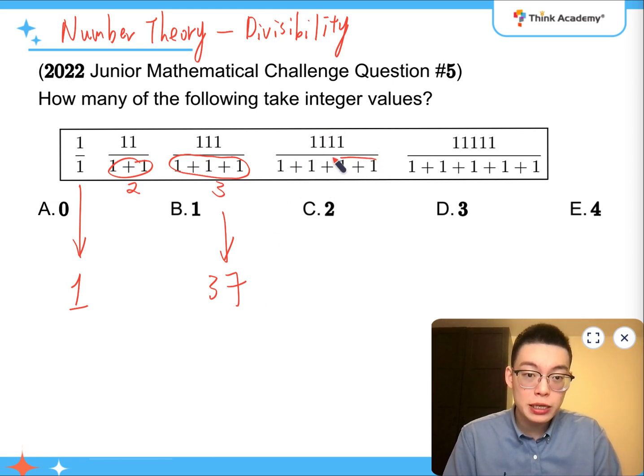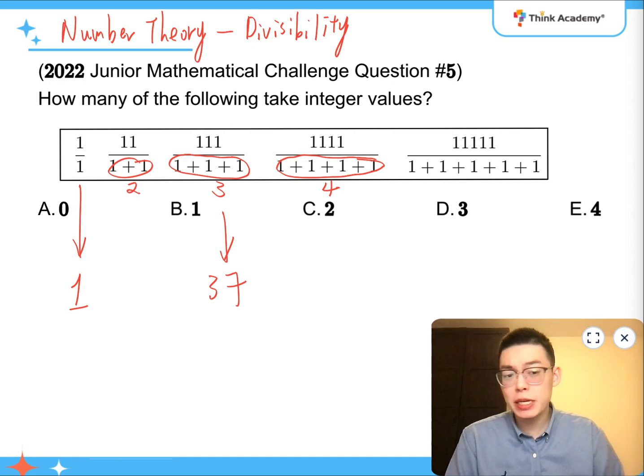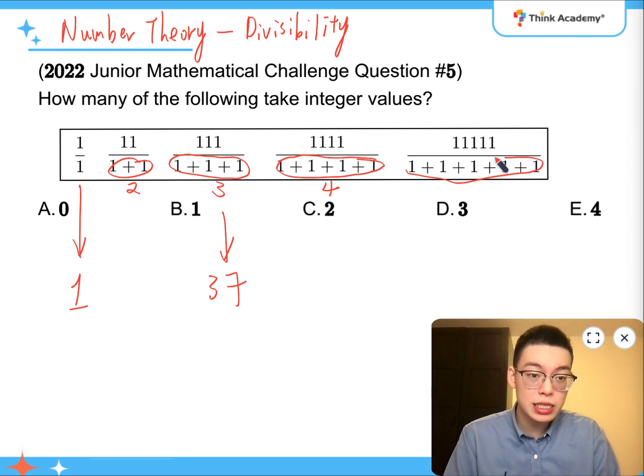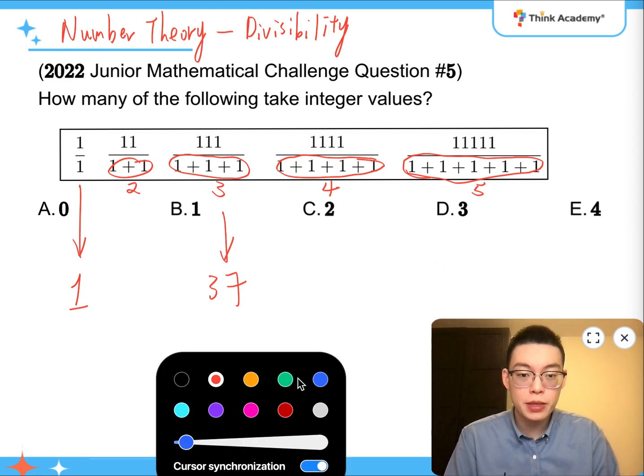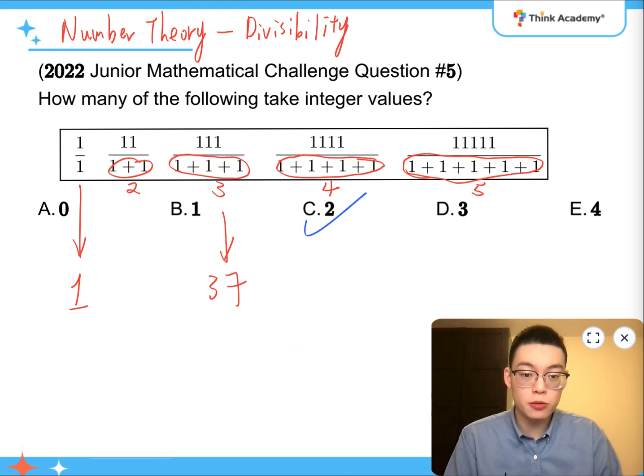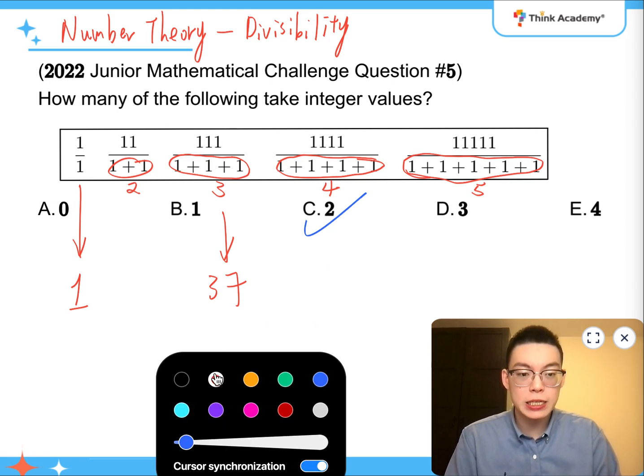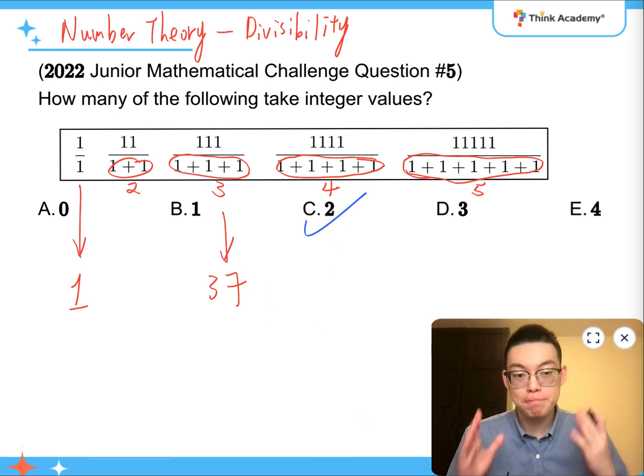The fourth one clearly is not even an even number. So it can't be divisible by 4, right? 1, 1, 1, 1. And for the last one, it doesn't end with 0 or 5. So it can't be divisible by 5. Easy. Which means that only 2 of them are going to be divisible. Which means 2 of them are going to give integer values. That's it.